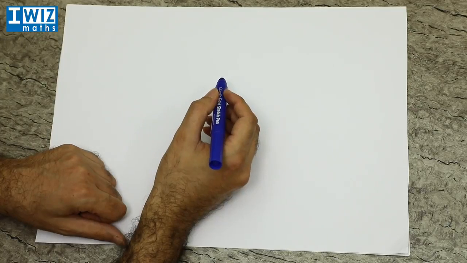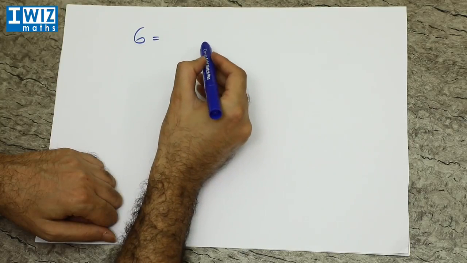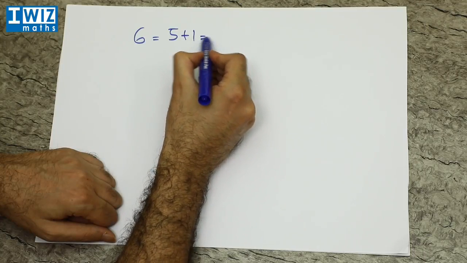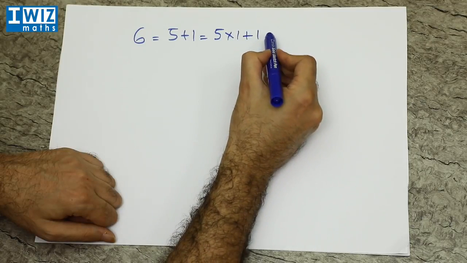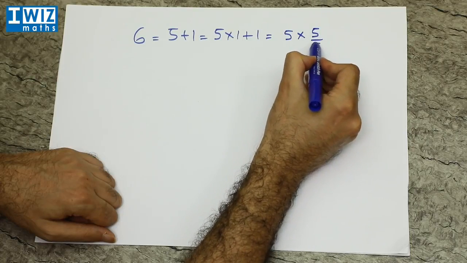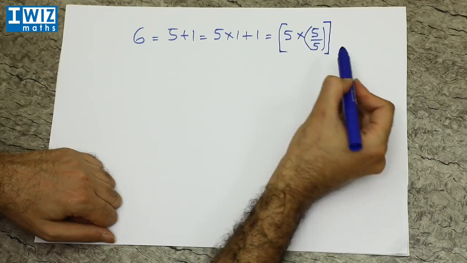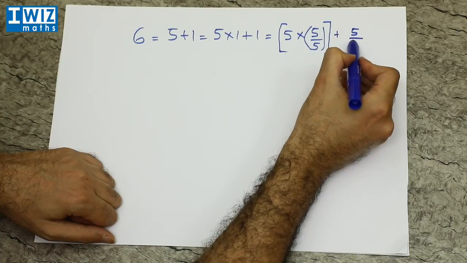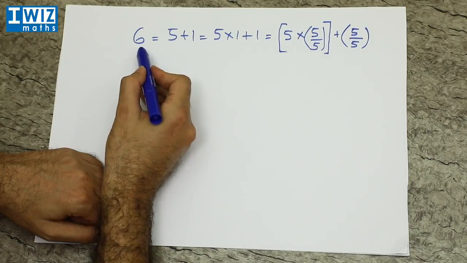Okay, so continuing on the puzzle, we need to get to the number 6 using 5 fives. Now 6 can be written as 5 plus 1, which in turn can be written as 5 times 1 plus 1. So that would be 5 times 5 divided by 5. And so that we don't make a mistake, let's put a bracket around it, plus 1. So that would be just 5 divided by 5. So that's 5 plus 1 is 6.